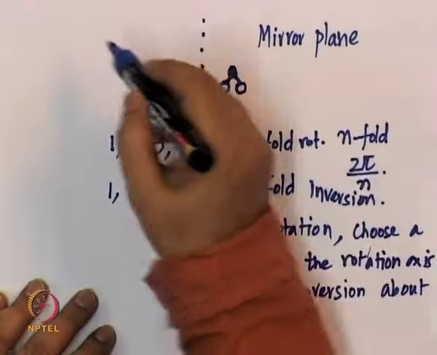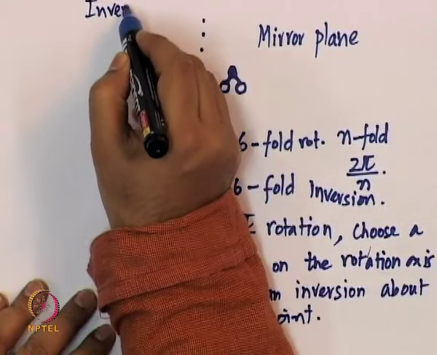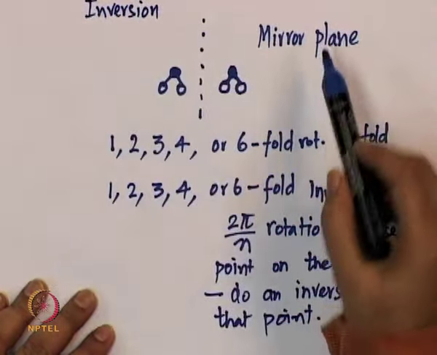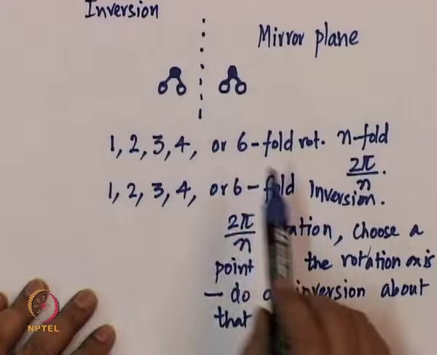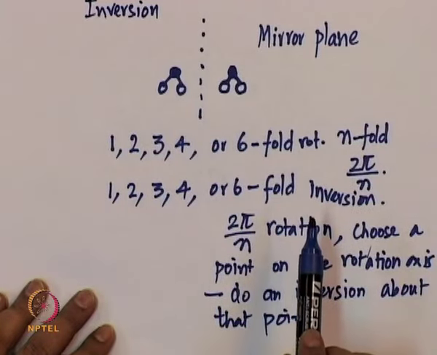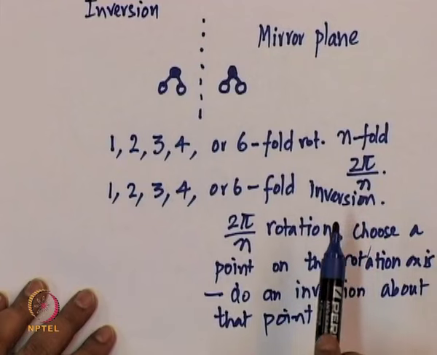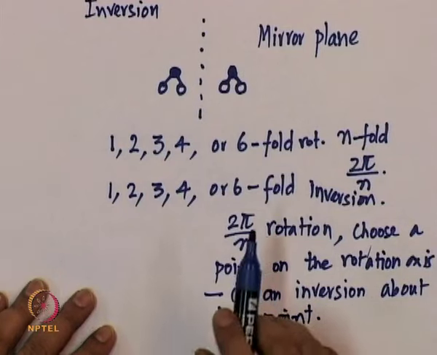Now, the inversion, so let me write it here: inversion, mirror plane, n-fold rotation and n-fold inversion. These are symmetry elements, and they form a group. That is known as a symmetry group, and this is known as a point group symmetry. The name comes from the fact that when you combine these operations, all of them can be thought of as being done about a point. In other words, we are looking at symmetry operations which do not involve any translation.